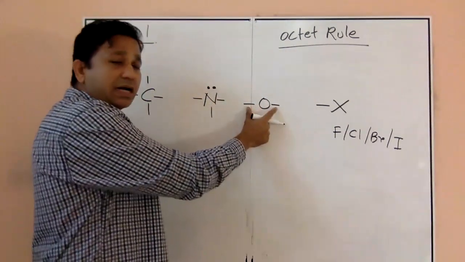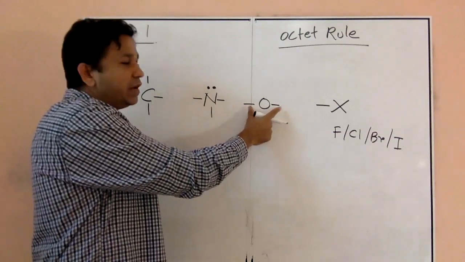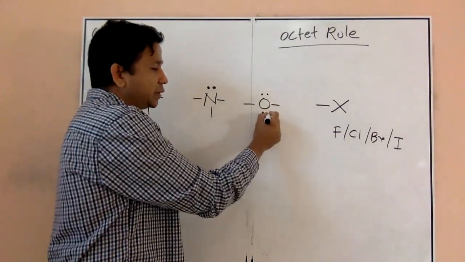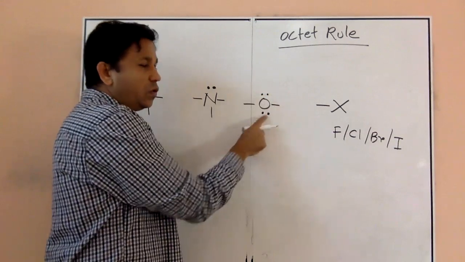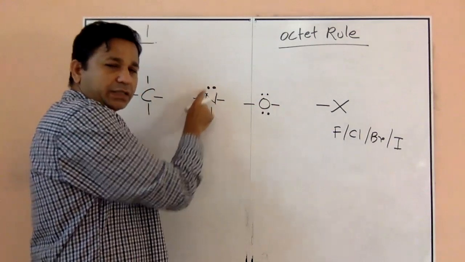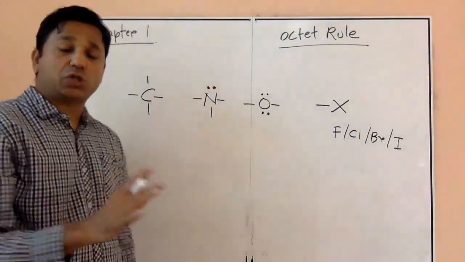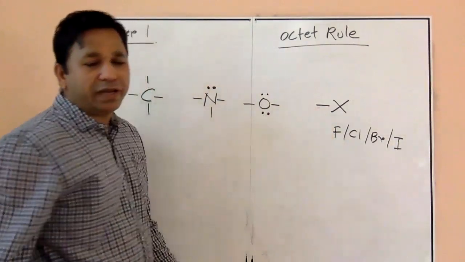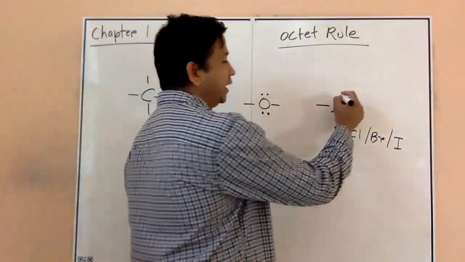All right, oxygen has 2 bonds. That means you only have 4 electrons. That means you should put the 2 electron pairs. So that will make it 2 plus 2, 4, and 4 plus 4, 8. So you have to match a total of 8. Right? So halogen should have how many electron pairs then? It should have 3 electron pairs.